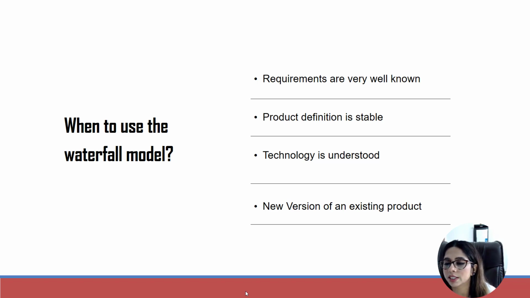Product definition is stable. It is good to use this model when the product is very mature and you know what the product is all about. It's not a completely new project, because in that case flexibility may be required and changes should be welcomed. Here the product should be very stable, only then should you choose the waterfall model.